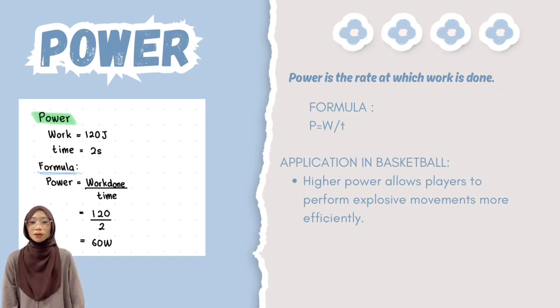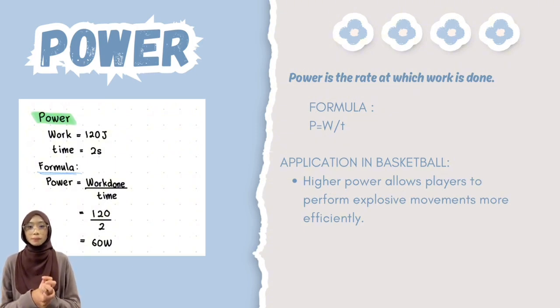Finally, let's calculate power. Power tells us how quickly work is completed. Here we are using the work done, 120 joules, from our first slide, and it takes a time of 2 seconds to complete. The formula for power is work done divided by time. This represents the rate of energy transfer. When we substitute our data, we take our 120 joules of work and divide it by the 2 seconds it took to happen. 120 divided by 2 gives us 60 watts. So the power output for this action is exactly 60 watts.